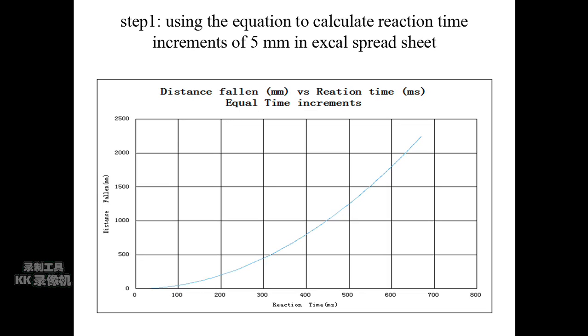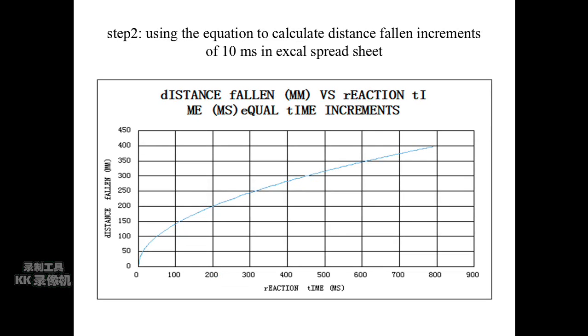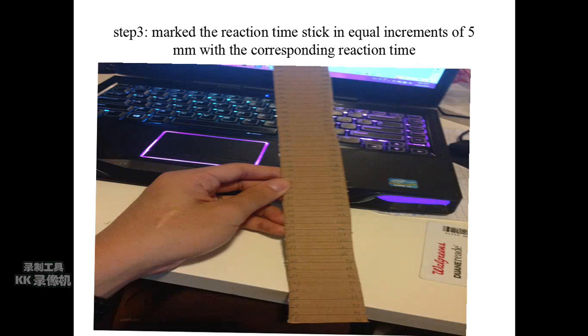Step 1. Use the equation to calculate reaction time in increments of 5 mm in an Excel spreadsheet, just like the picture shows. Step 2. Then, use the equation to calculate the distance following increments of 10 ms in an Excel spreadsheet, just like the picture shows. Step 3. Make the reaction time stick in increments of 5 mm with the corresponding reaction time. You will make it by yourself.